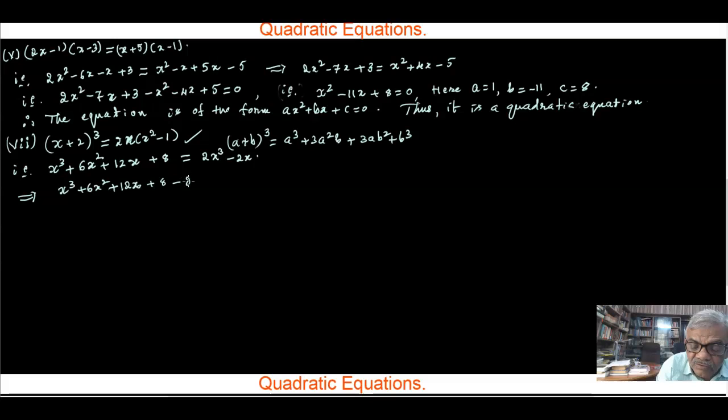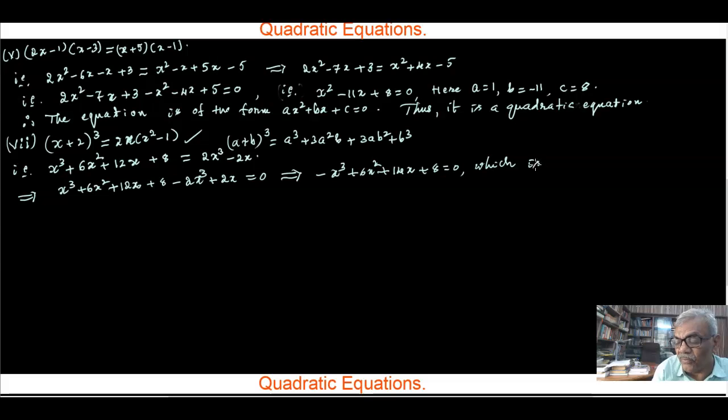plus 8 minus 2x cube plus 2x is equal to 0. This implies x cube minus 2x cube is going to be minus x cube. Then we can look at the terms involving x square, that is 6x square. Then afterwards the term involving only x, 12x plus 2x, 14x, and constant term plus 8 is equal to 0, which is a cubic equation.